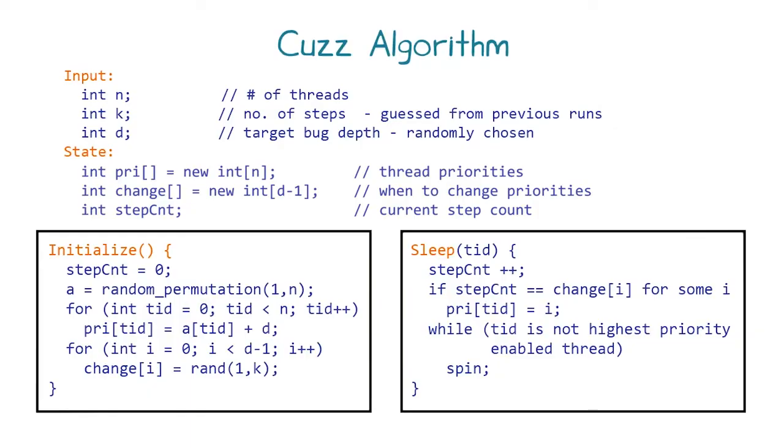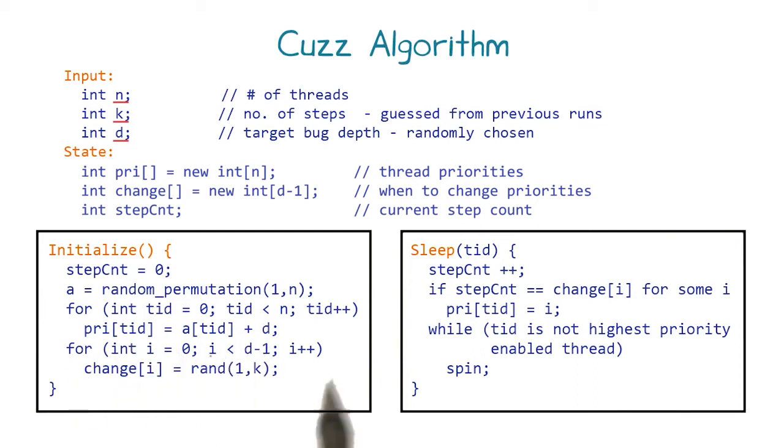Let's look at the algorithm underlying the Cuzz tool to find concurrency bugs such as these in an automated fashion. Let n be the number of threads that the program creates on a given input. Let k be an approximation of the number of steps or statements that the program will execute on that input. And suppose we randomly set a bug depth parameter to be d. The algorithm calls the initialize function once at the start of the program and the sleep function before executing each instruction in each thread of the program.